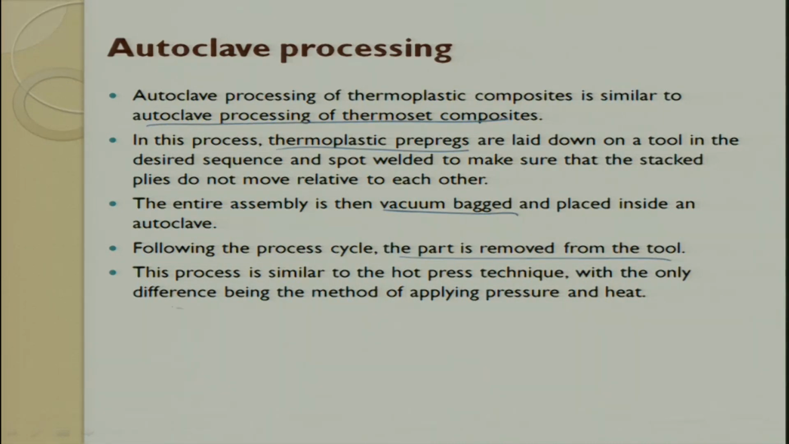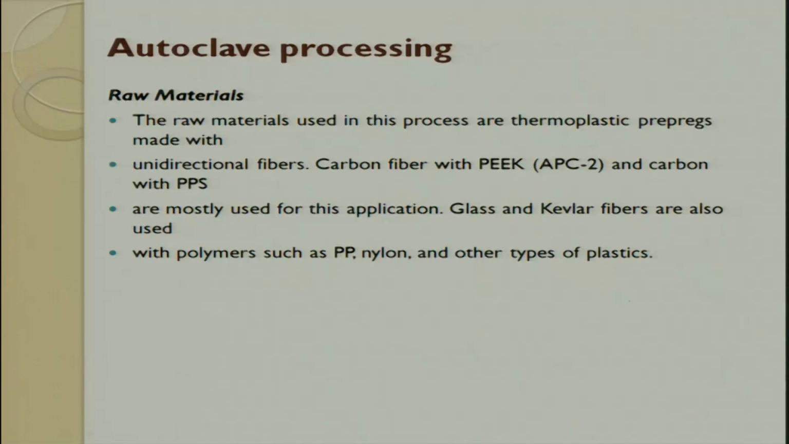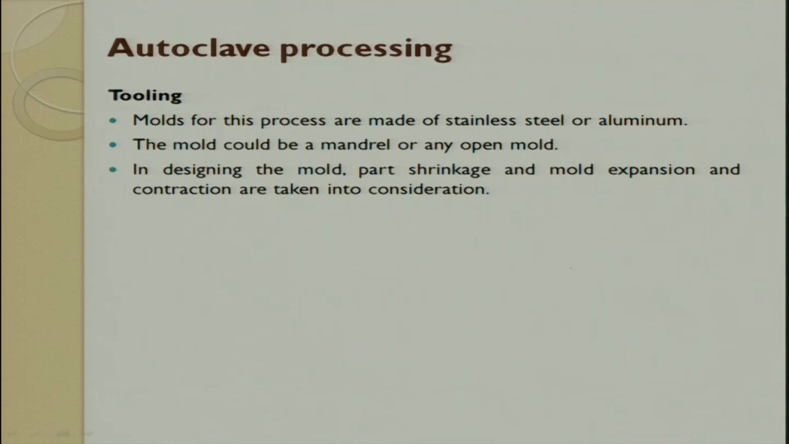This process has a very similar cycle of pressure and heat which is getting applied. The only difference between these two processes is the magnitude and the timing. So, the raw materials can be prepregs, wherein you have carbon with PEEK, and you can also have carbon with PPS. People are using it for aerospace applications. This is finding a lot of usage. You can also have nylon with glass and Kevlar.